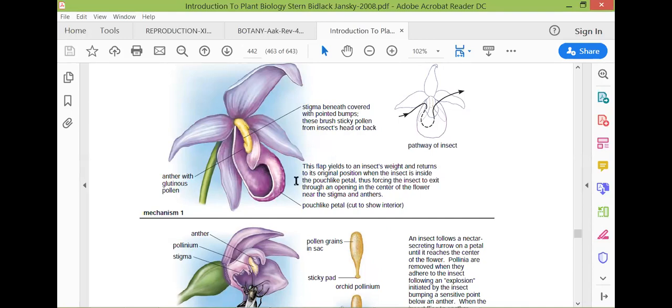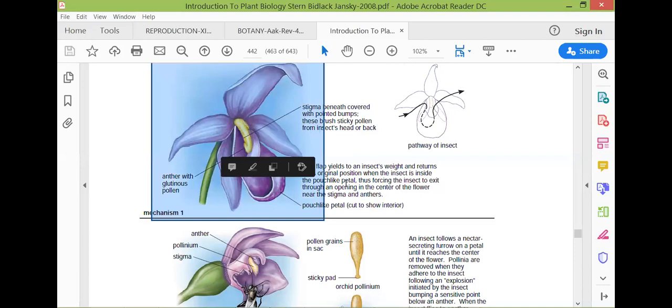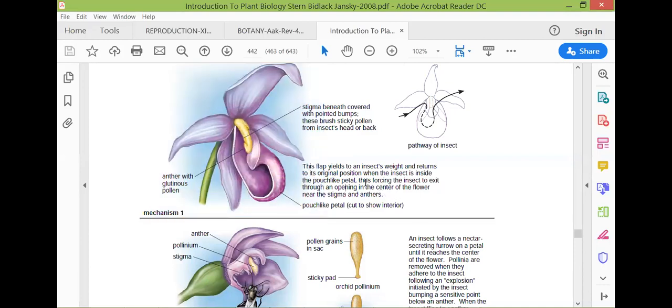So now this flap yields to an insect's weight and returns to its original position when the insect is inside the pouch-like petal. See, this petal is a complete pouch, so the insect will move around inside it, right? The insect will try to move within it, thus forcing the insect to exit through an opening. Suppose the insect enters here, then it will have to exit from here only, forcing an insect to exit through an opening in the center of the flower near the stigma and anthers.